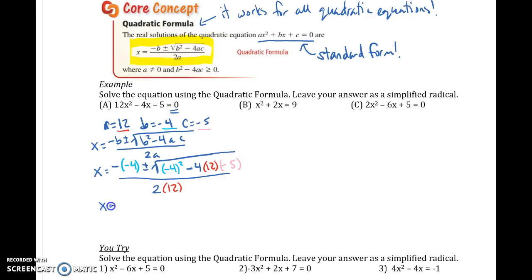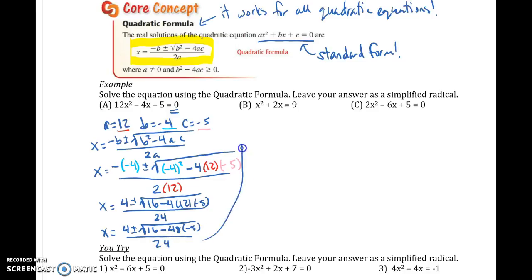So x will equal, I know the opposite of -4 is +4, plus or minus the square root of, then I want to do the square first, so 16 minus 4 times 12 times -5, all over 2a, and that's 24. So x equals 4 plus or minus the square root of, and then make sure you multiply left to right, keeping the signs the way they are. So -4 times 12 is -48. So minus 48 times -5, all over 24. So I'm going to bring this up here because I'm out of space.